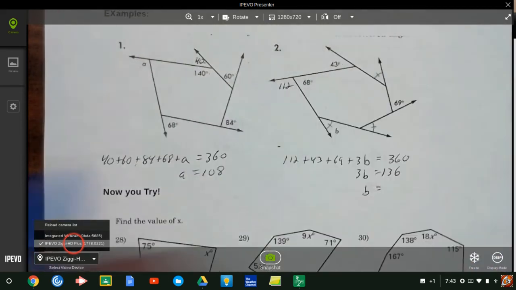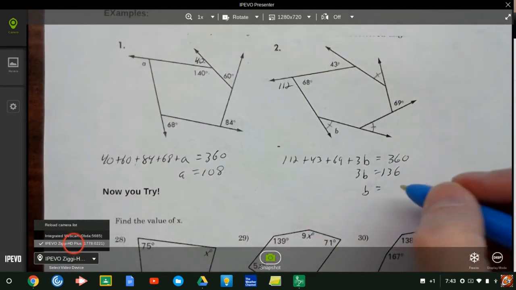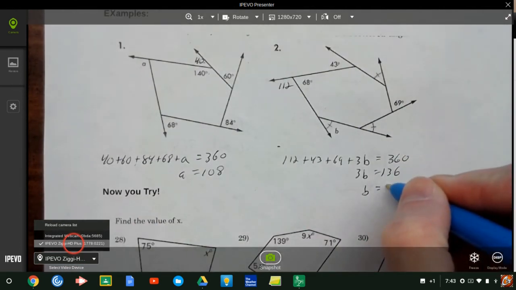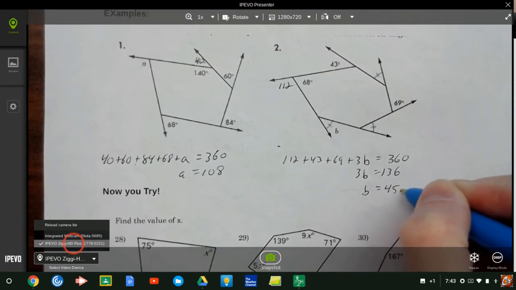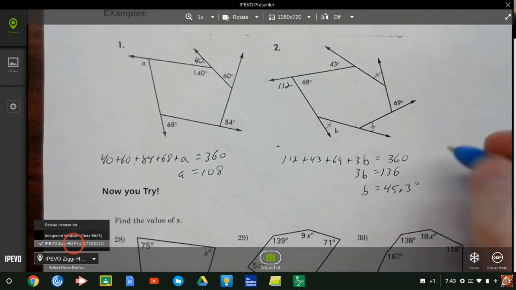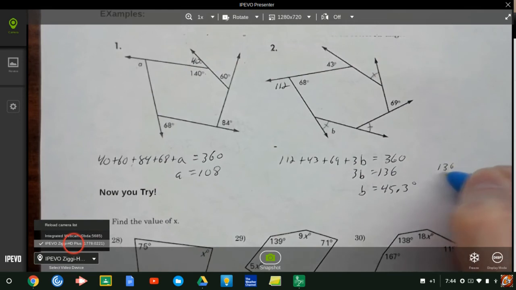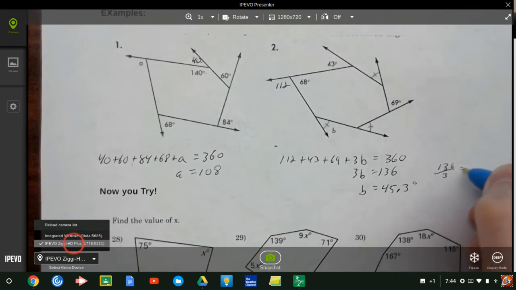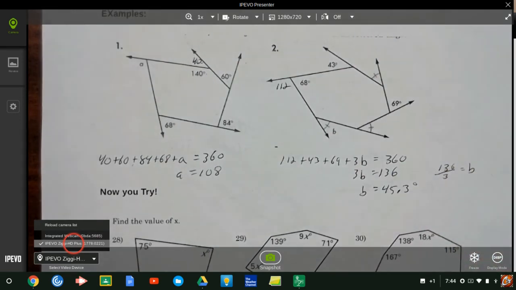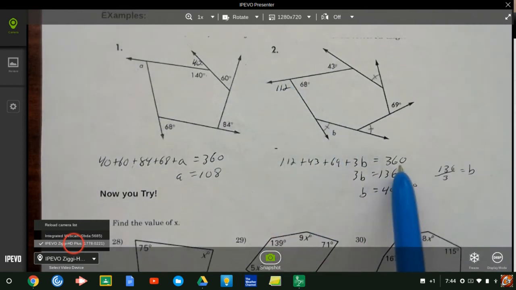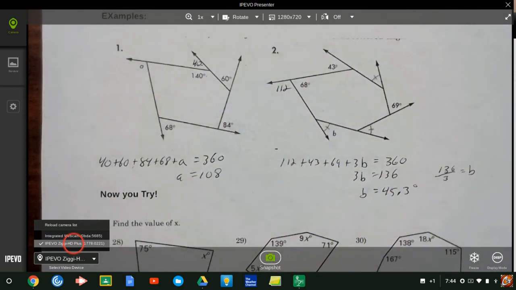B is, let's simplify that to, if you got 45.3 degrees, or really I would leave it as 136 over 3. Okay, so that's our angle. Yes, you can get fractions. Yes, you can get decimals. Okay, but again, it doesn't matter how many angles there are, it's going to sum to 360.